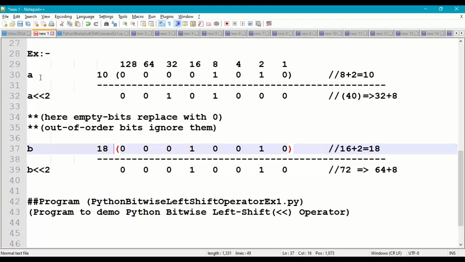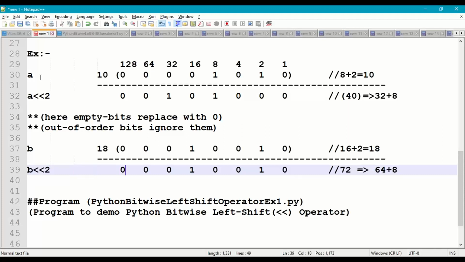Its corresponding binary representation is 00010010. Add the corresponding decimal values wherever there is 1. So 16 plus 2, it is 18. Now let us try to shift this towards the left side by 2 times. So b left shift of 2.